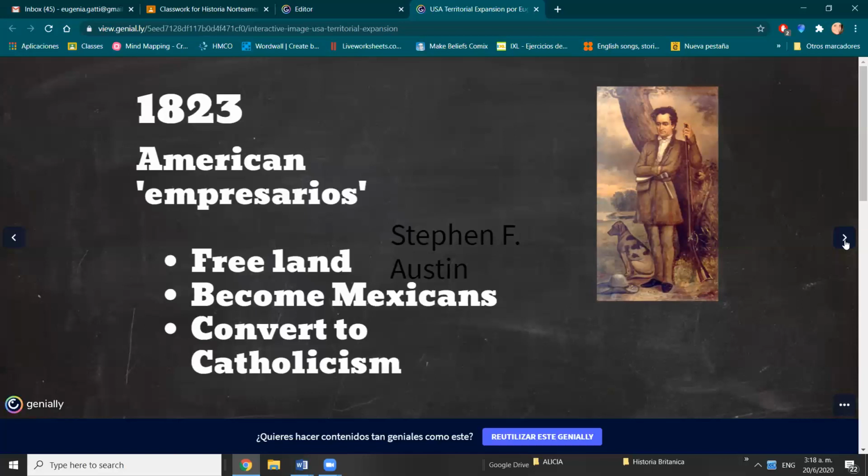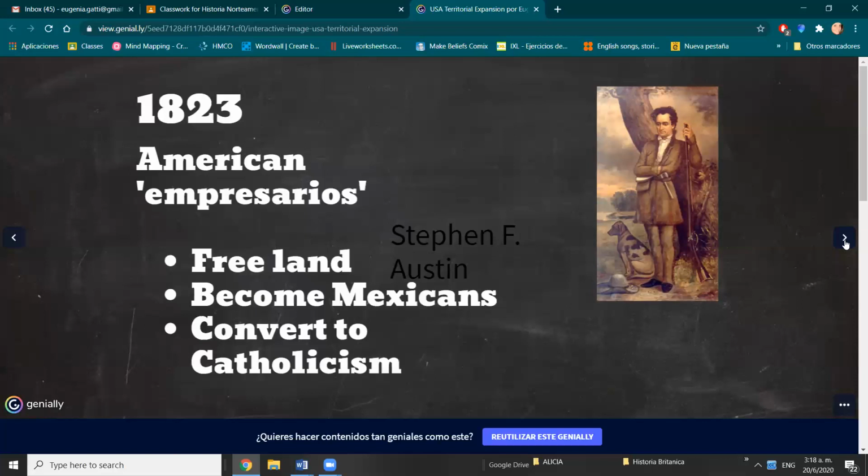And by the late 1820s, there were many Texans that were really of American origin and with an American identity. They spoke English, and they had slaves. But they were doing really very good business.